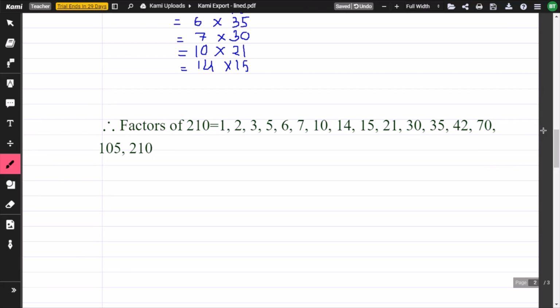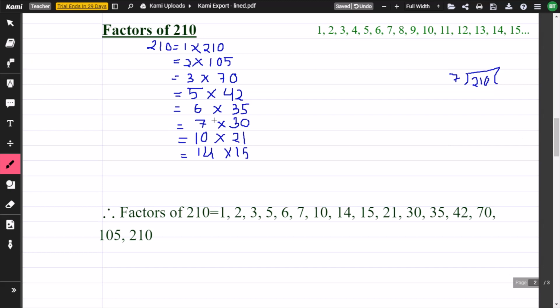So you can see here now. Let me show you. See the factors of 210: 1. Another factor of 210 is 2. So we have 2, 3, 5, 6, 7, 10, 14, 15, 21, 30, 35, 42, 70, 105, 210. These are all the factors of 210.